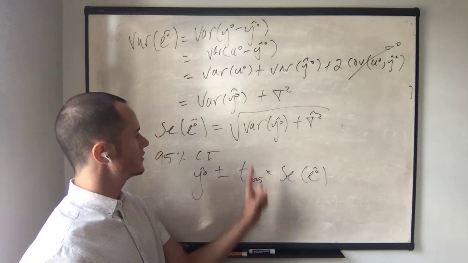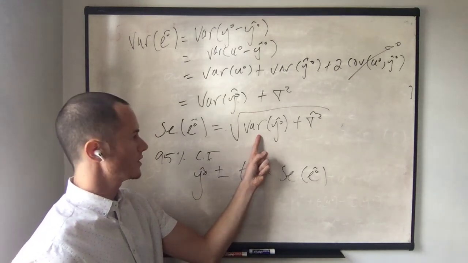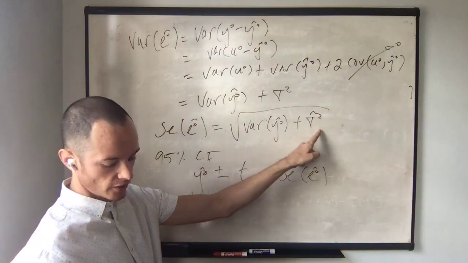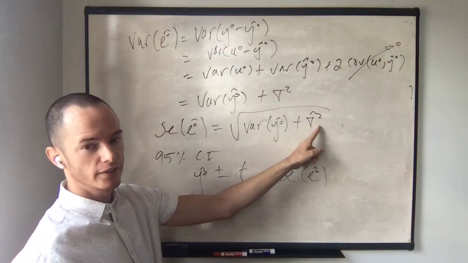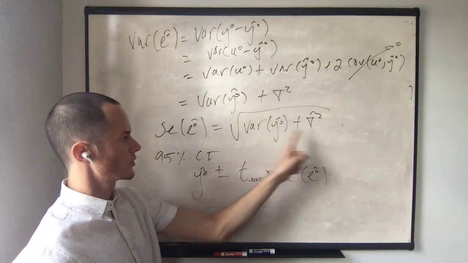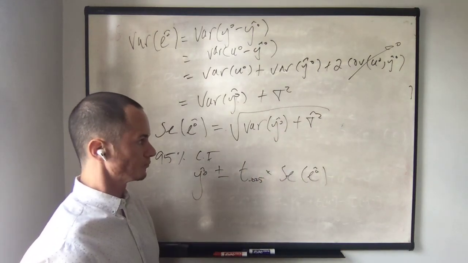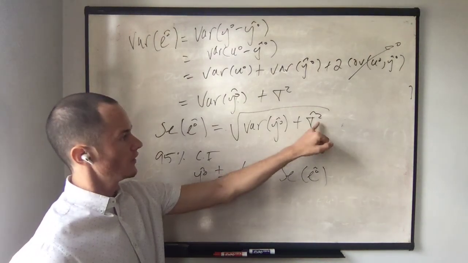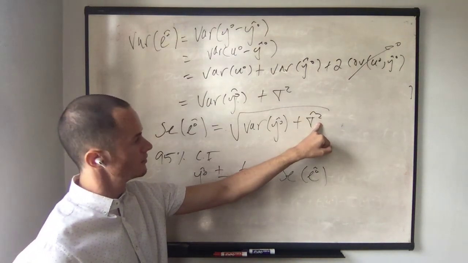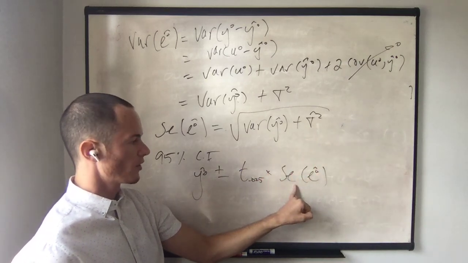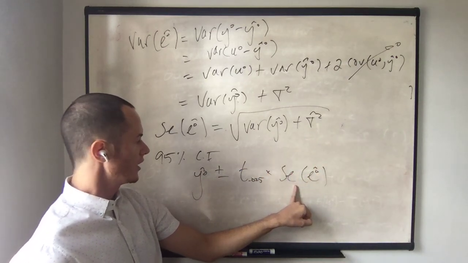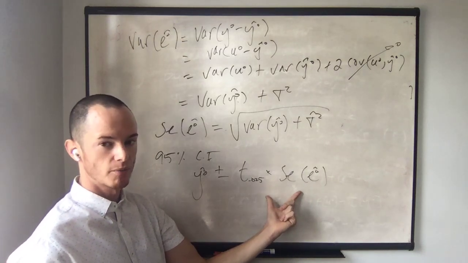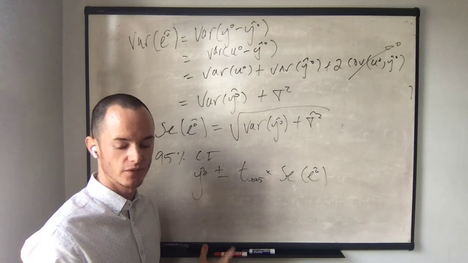Now observe that the standard error of this thing is going to decrease with n because the variance of Y0 hat decreases with n, but the error variance does not. So the error variance may dominate this term, especially if you have a low r squared. If you have a low r squared, then you're going to have a high error variance and therefore a high standard error, and prediction is going to be very hard because you're going to have a very large margin of error, a very wide confidence interval.